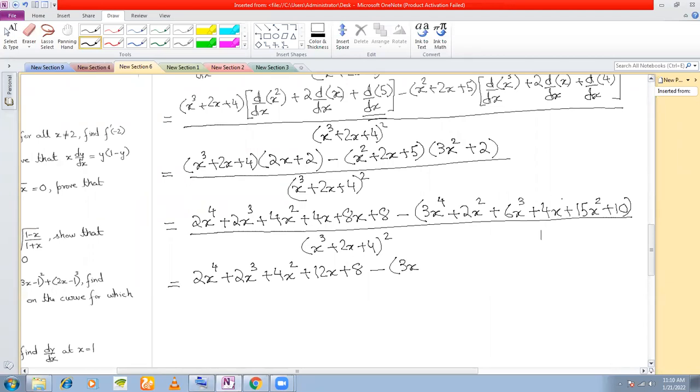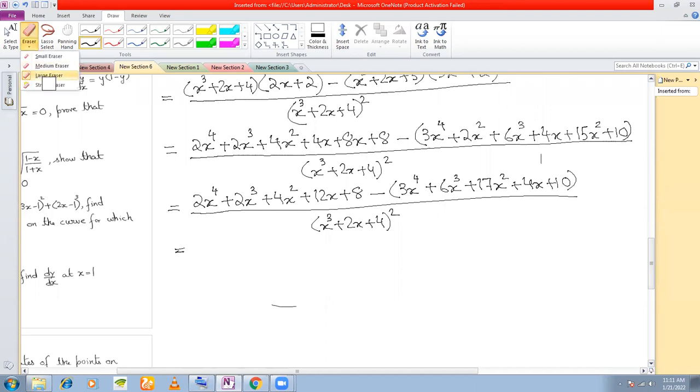Anything that needs to be simplified here? No, nothing needs to be simplified. So yes, there is one. There are two x squares. So we first add them. 3x to the power of 4 plus 6x cube is there. And then you have 2x square plus 15x square, which is 17x square, right? And then you have a 4x plus 10, whole divided by (x cube plus 2x plus 4) square.